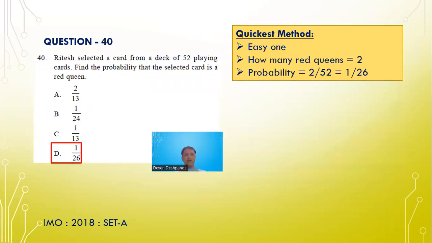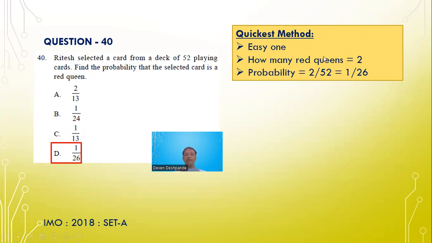Ritesh selected a card from a deck of 52 playing cards. Find the probability that the selected card is a red queen. Again, easy question. So in the exam paper, if you find questions which are easy, do them first. If a question is hard, just leave the question as it is, and you can come back to the question later on. So find and solve all the easy questions first.